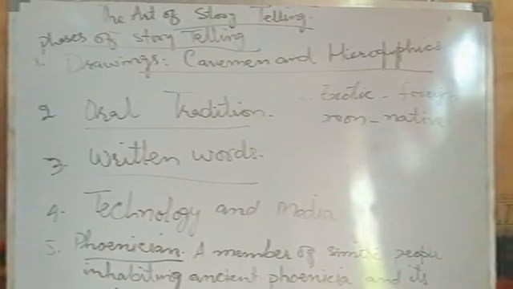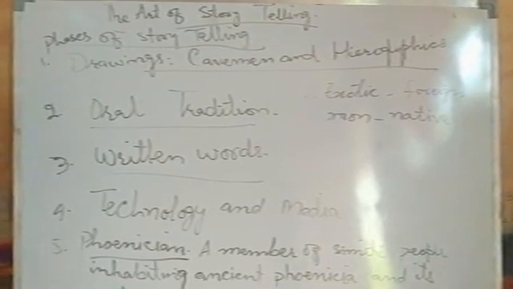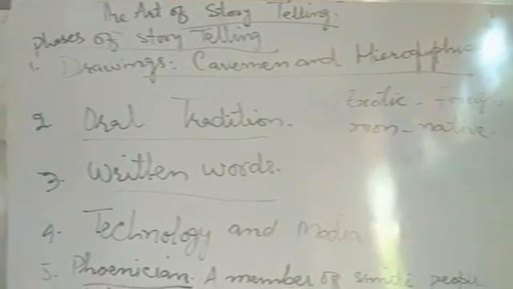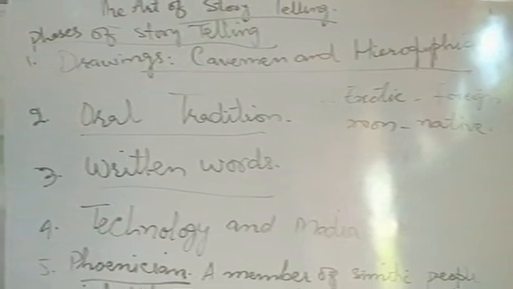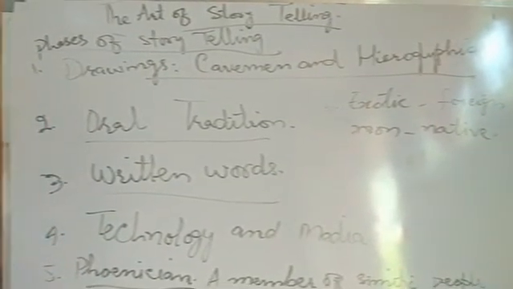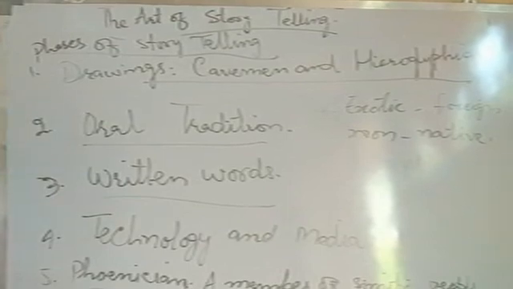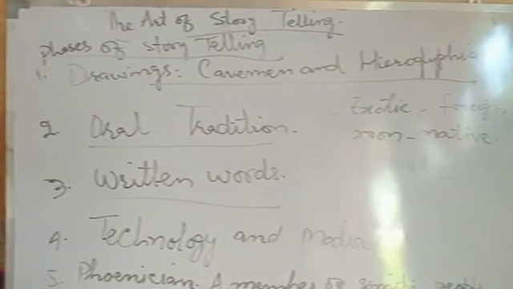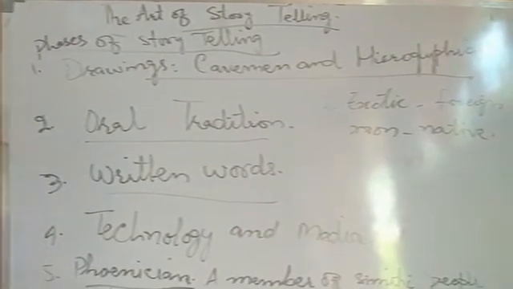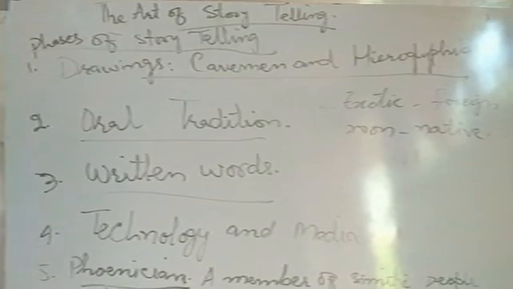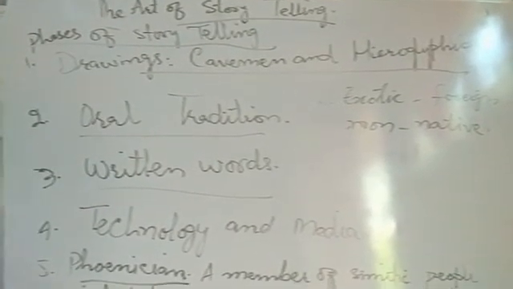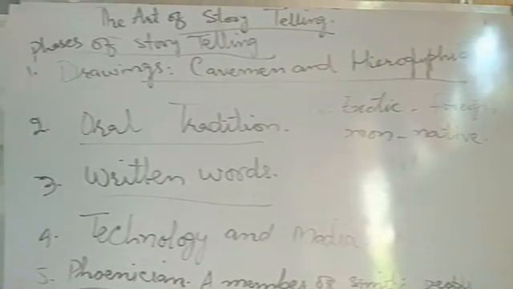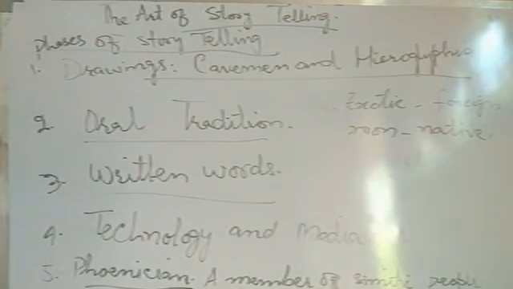Second phase is oral tradition. It includes epics, etc. And the latest is written words. In the written words, first ever written and recorded story is the Epic of Gilgamesh poem from ancient Mesopotamia. Story writing began from drawings. Over a period of time, it changed into script. The alphabets used today were derived from the older forms of writing like Phoenician alphabets.